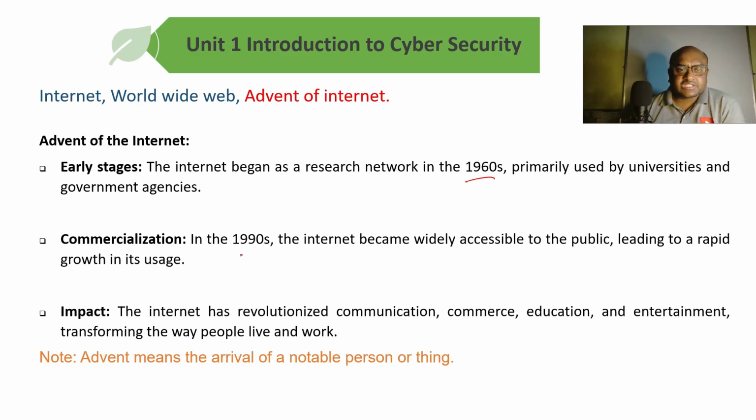But for the information I am telling you, in the 1990s the internet became widely accessible to the public, leading to rapid growth in its usage. The impact of this: the internet has revolutionized communication, commerce, education, and entertainment. We are using the internet for all these purposes. What are they? Communication, commerce, education, and entertainment, transforming the way people live and work.